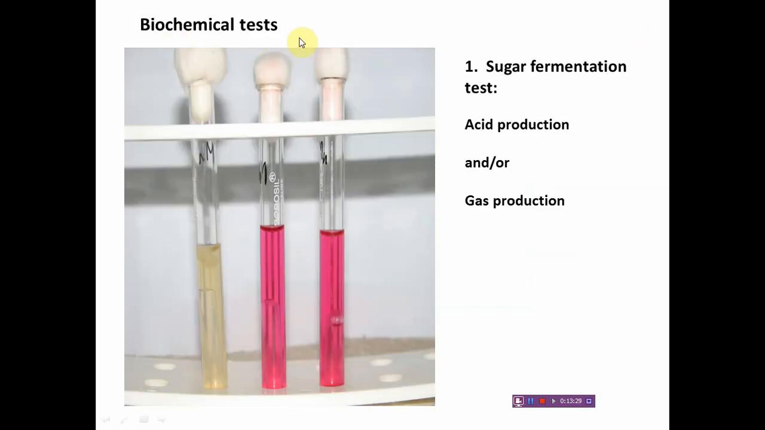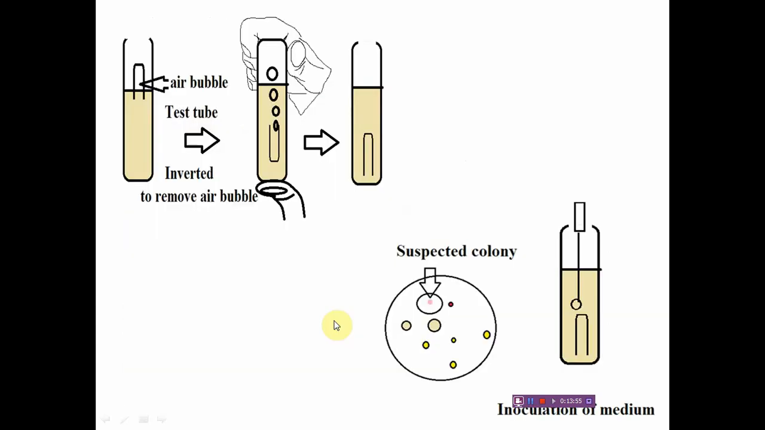The biochemical tests are very important, and some of the significant tests include sugar fermentation test with and without acid or gas production. So here after the sugar fermentation test we see the color change in the medium. This is the positive acid production, and sometimes if the bacteria are producing the gas, then there is a formation of bubble in the medium.